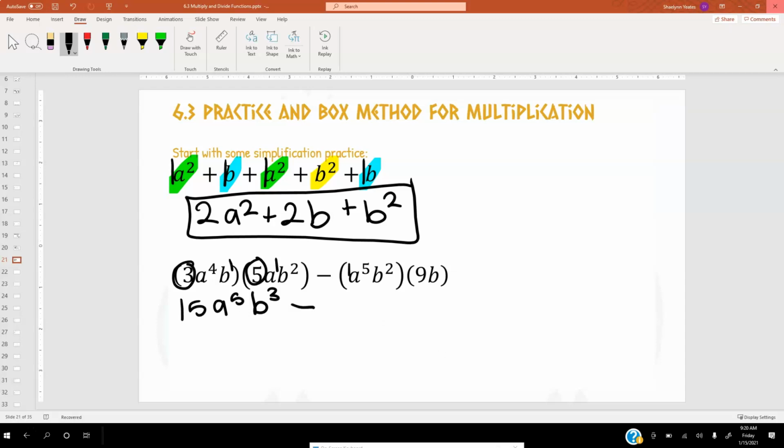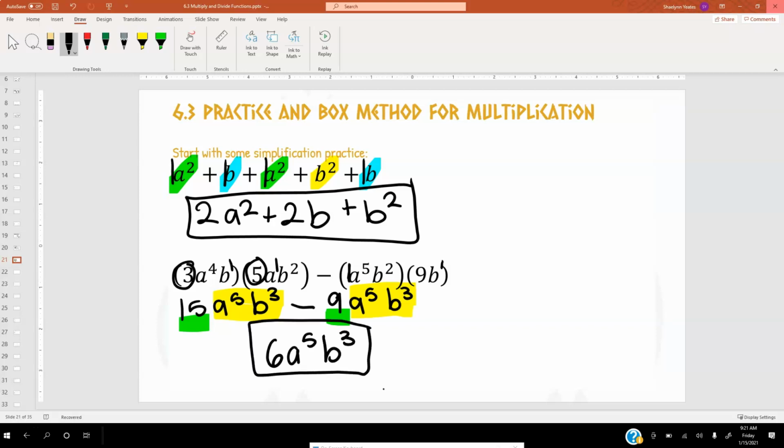There's a 9 here and a 1 here, so 9 times 1 is 9. There's an a to the 5th, but there's no other a's multiplying together, so it's a to the 5th. Then b squared times b to the 1st is b cubed. Now it's important to note that this is a to the 5th, b cubed. This is also a to the 5th, b cubed. So we can in fact actually subtract the 15 and the 9. So 15 minus 9 is 6, and then it would be a to the 5th, b cubed.